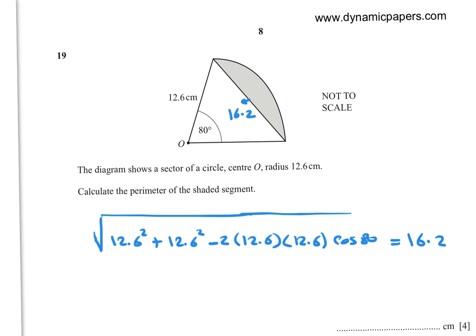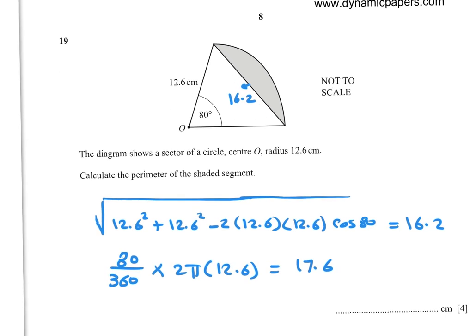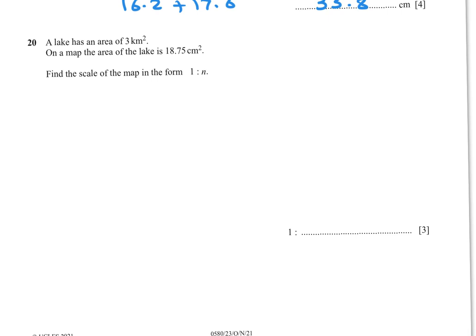16.2. Now to find the length of the arc, we have the rule for the length of the arc: the angle over 360 times 2πr. So for the length of the arc, 80 over 360 times 2π times r, which is 12.6, equals 17.6 to 3 significant figures. Now we can add 16.2 plus 17.6 to find the perimeter. Answer: 33.8.